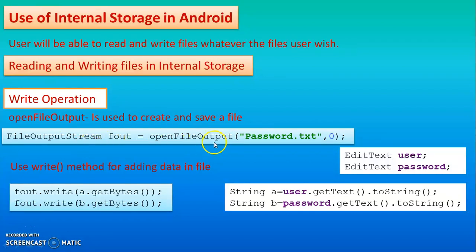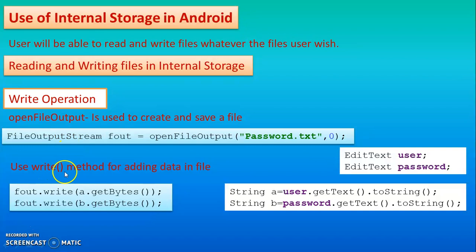So you can do it like this: FileOutputStream, and this is the object, then openFileOutput, this is the name of the file, and this is the mode, that is private mode. Default value here is 0. 0 means private mode. So by using this method openFileOutput, you can create and save the file. For doing this you have to use the class FileOutputStream. So this class is used for doing writing operation. Okay, if you know Java you are already familiar.